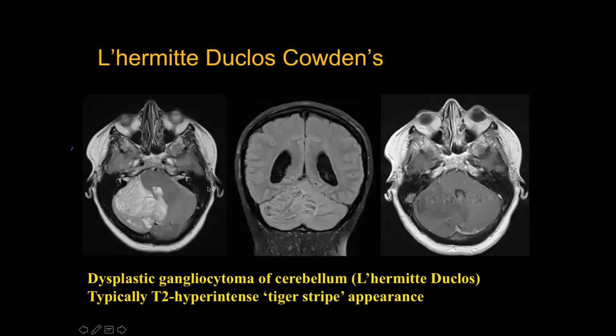Occasionally you get one of these lesions, a nasty, weird-looking tumor in the posterior fossa. But because the appearance is so typical, with this tiger stripe appearance, this is Lhermitte-Duclos. Lhermitte-Duclos is a dysplastic gangliocytoma of the cerebellum, and once you see this, it is a low-grade tumor. The only reason for treating is because of the mass effect causing hydrocephalus and foramen magnum plugging.